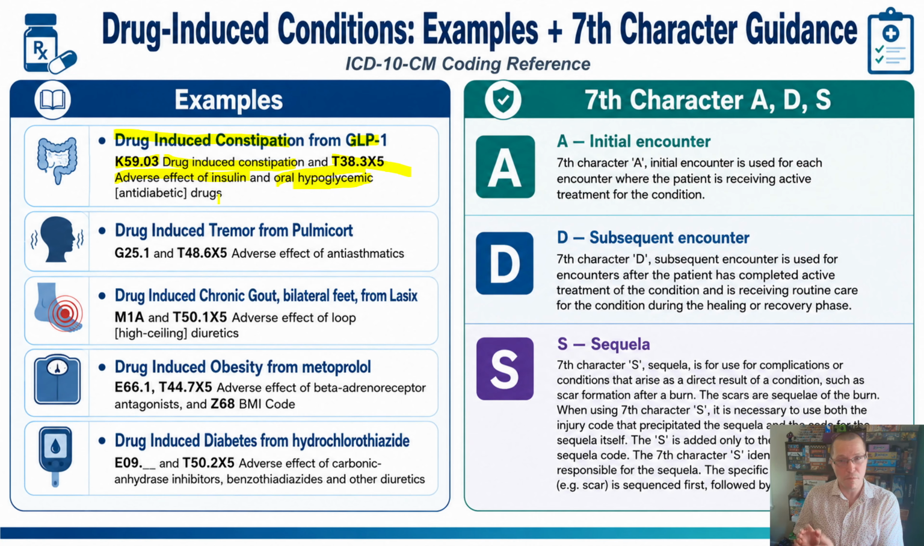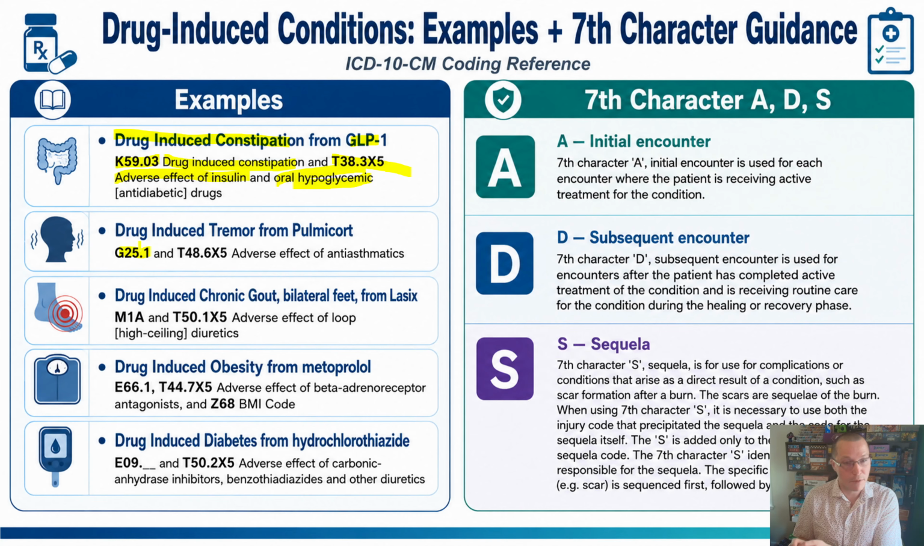So if you look up multiple guidelines, they will tell you this is the best code to use right now for GLP-1s. Drug-induced tremors due to Palmacort. Shout out to me. This is why I put this one in, because I think it's kind of a fun one and it's a good example.